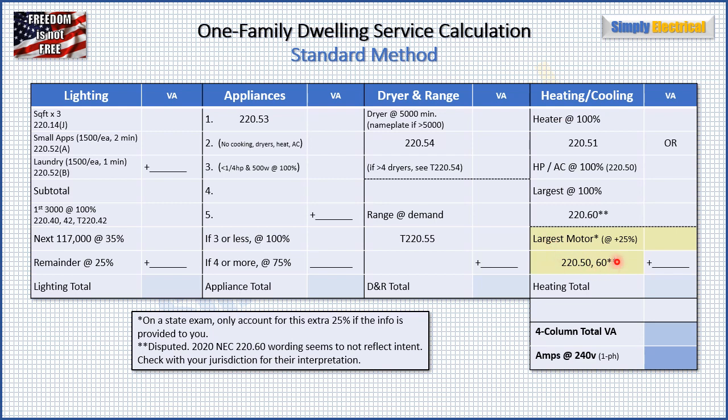Then you have your largest motor, which is its own situation, and we'll have to treat that separately, and we'll have some discussion on how to do that and when. And you tally up your loads, get your heating total. Once you're done, you total up all 4 columns, and you get your total watts or VA of your dwelling. Once you do that, you divide by your voltage, normally 240 volt single phase, to get your amps. Then you can size your service. I have some notes down here about the table, but we'll discuss those points later on when we get to that section.